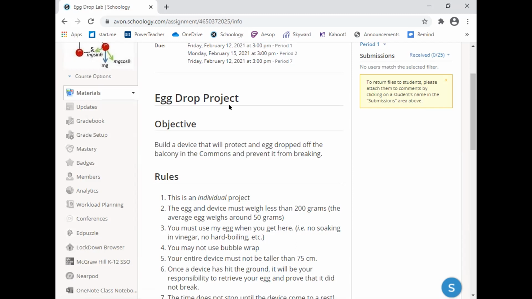Your entire device must not be taller than 75 centimeters. What does that mean? That means that you can't take your egg onto a piece of string and then lower it. That's why that rule is there.